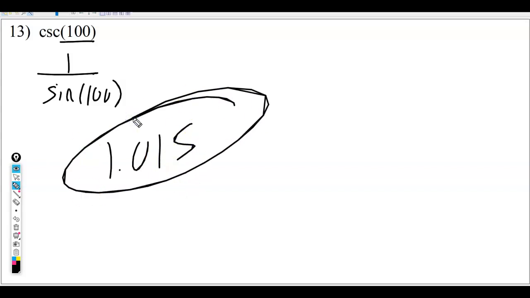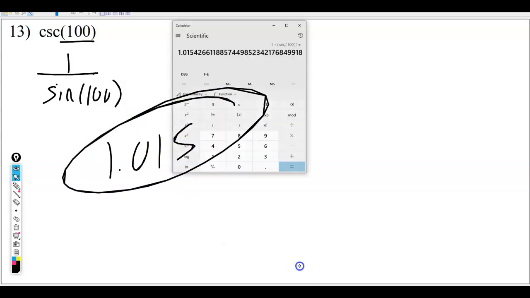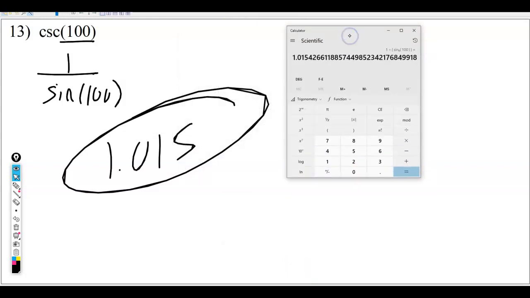Now, it's important when you're messing around with these calculators that you make sure you're set on the right mode. Sometimes we're in degrees, sometimes we're in radians. You see this button here toggles us between degrees and radians. And something else, rad, but we're not learning that right now.